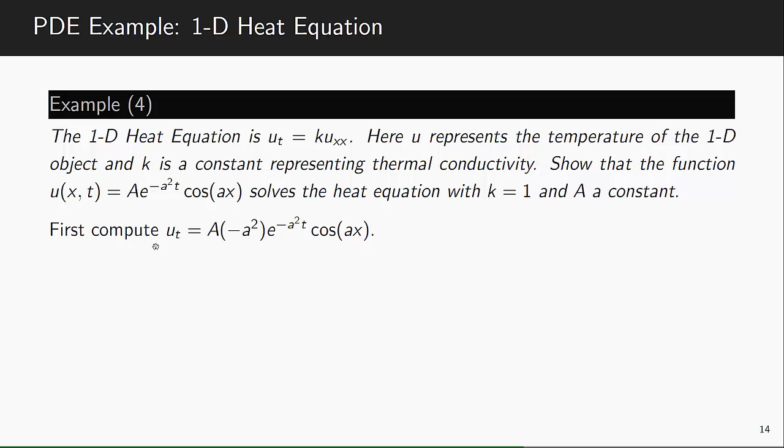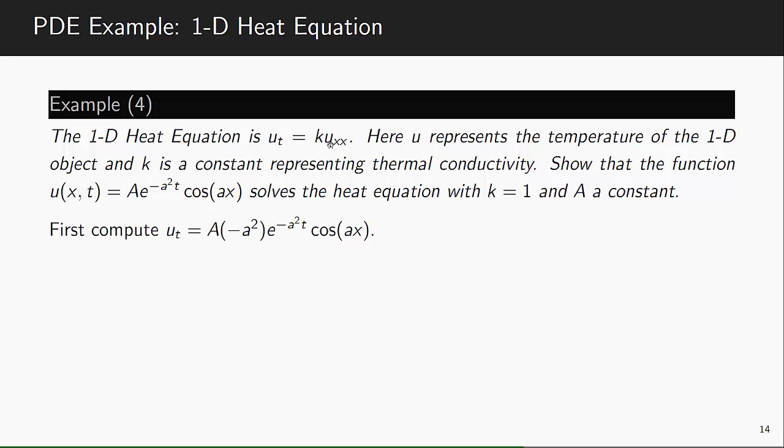So let's start with the time derivative. This is the only place where t appears, so we're going to have a, and cosine will essentially be just assumed constant. And if you differentiate the exponential, you get the exponential, but you have the chain rule as well, so you multiply by negative a squared right there. So there's the time derivative.